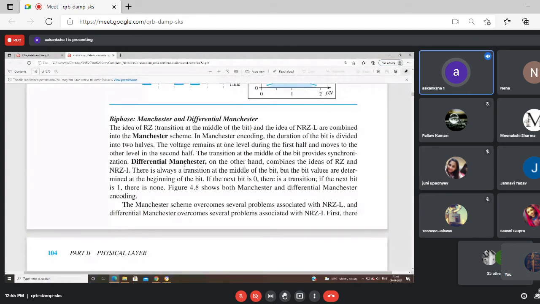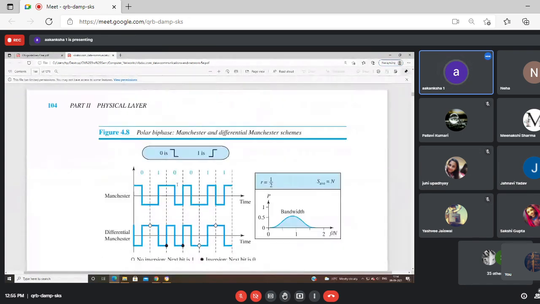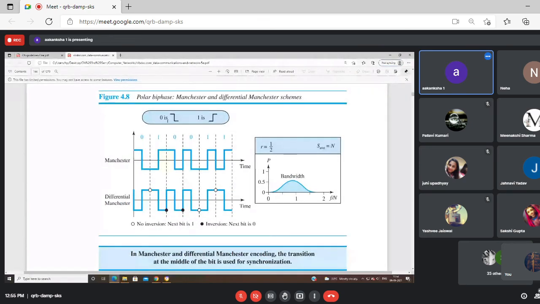Differential Manchester encoding says the bit is divided into 2 halves, and the voltage remains at one level during the first half and moves to the other level in the second half. The transition at the middle of the bit provides synchronization. Similarly, in differential Manchester, if the next bit is 0, there is a transition. If the next bit is 1, there is none, like NRZI. We'll see. Now, suppose 0 is represented as high to low, but through the 0 level. And 1 is low to high.